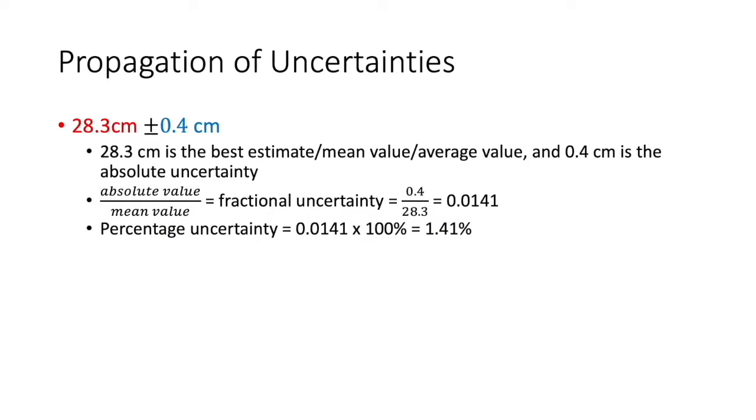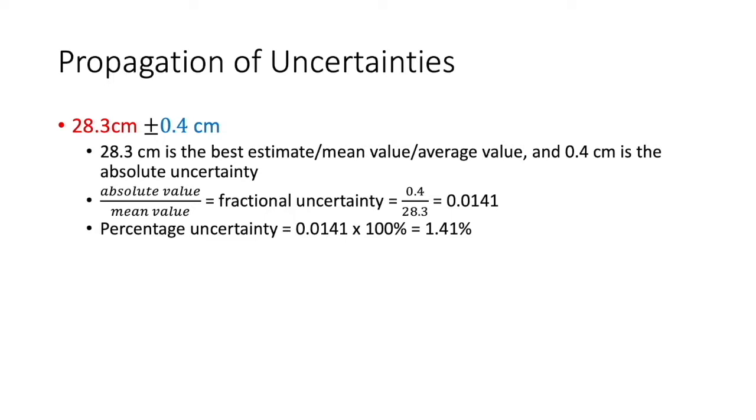So there are also different types of uncertainty: fractional uncertainty, percentage uncertainty, and absolute uncertainty. For the number 0.4 centimeters, this will be the absolute uncertainty, and the number 28.3 will be the best estimate. So absolute uncertainty over mean volume will be equal to the fractional uncertainty. In this case, it is equal to 0.4 over 28.3, which gives us 0.0140, and this will be the fractional uncertainty.